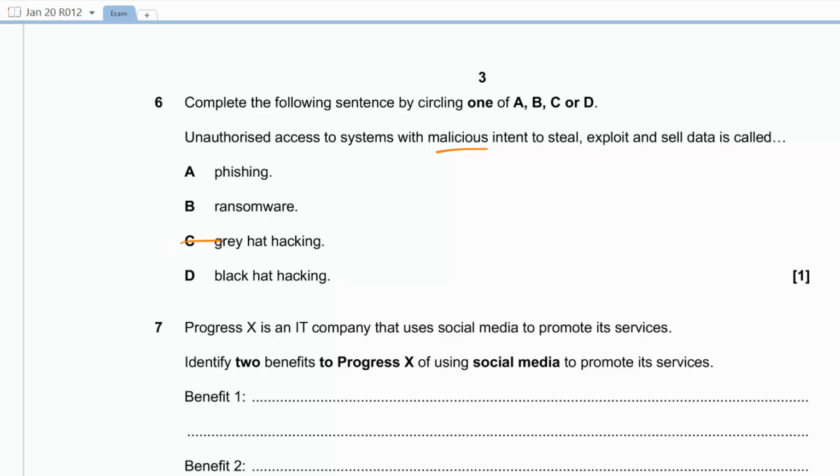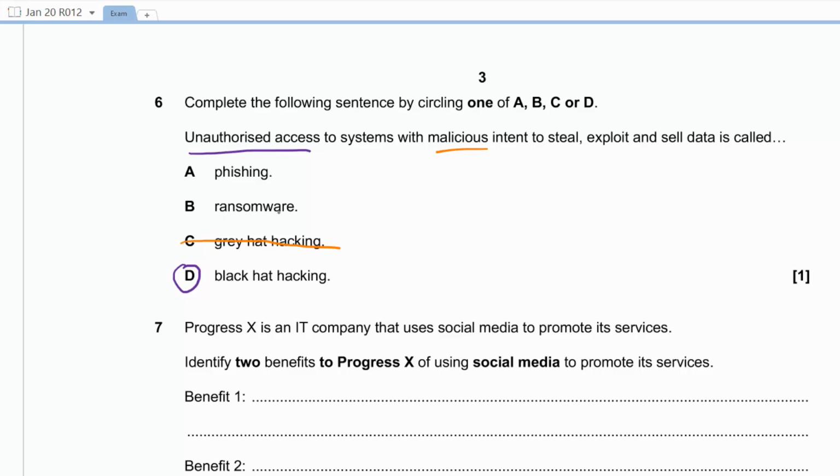So grey hat hacking can cause harm, but there's some sort of ethical reason behind it which makes it not quite as bad as black hat hacking, which is what the answer is here. So the answer is D. We can also rule out phishing and ransomware because phishing is not about selling data necessarily. In fact, well, it can be about selling data. It's not about unauthorised access though necessarily, because the person you are sending that phishing email to is sort of giving up the data, but you're not kind of breaking into it.